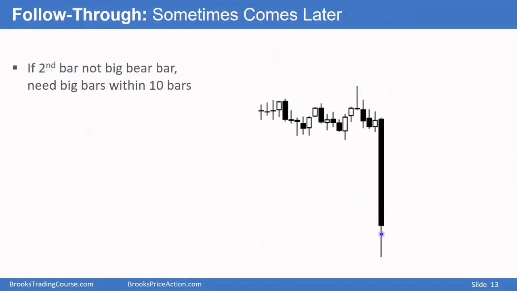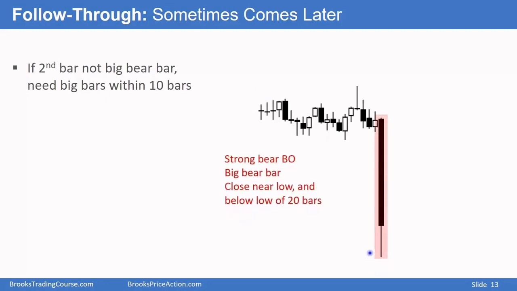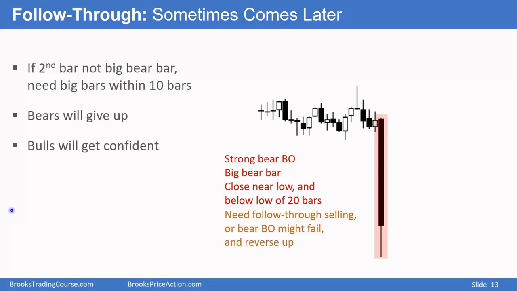Again, tight trading range, very big bear breakout, fairly prominent tail, but a close below the low of the prior bar, close below the low of the past 10 or 20 bars. Traders need follow-through. It's possible that this is simply a trap that will reverse immediately up. Big bear breakout needs follow-through.